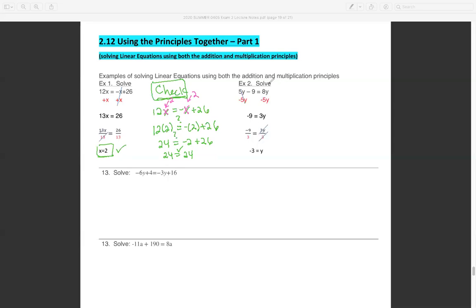All right, for example 2, we have 5y subtract 9 equals 8y. So again, what's happening here is we have a variable of y on this side and variable of y on this side. So we need to get rid of one of them. So the opposite of a positive 5y is we could add a negative 5y or just subtract 5y. We'll get the same result. So if we subtract by 5y here, we have to subtract 5y here. 5y minus 5y gives us 0.